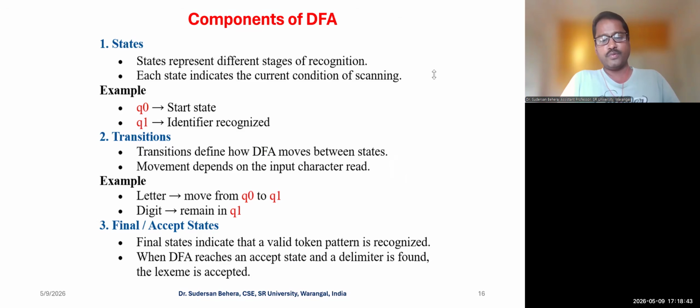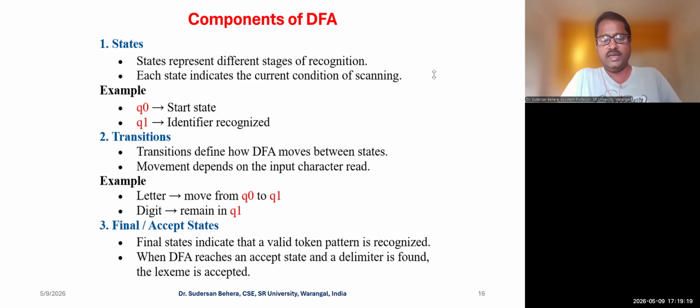Later, moving from Q0 to Q1, a digit remains in Q1. It depends on the type of input, whether it is consuming a letter or a digit. Then the final or accepting state. The final state is also known as the accepting state. It is the state where a valid token pattern is recognized. So when it has reached the final state, you can say that the job is over, the reading of input is over, the input is valid, and the corresponding token is also identified.